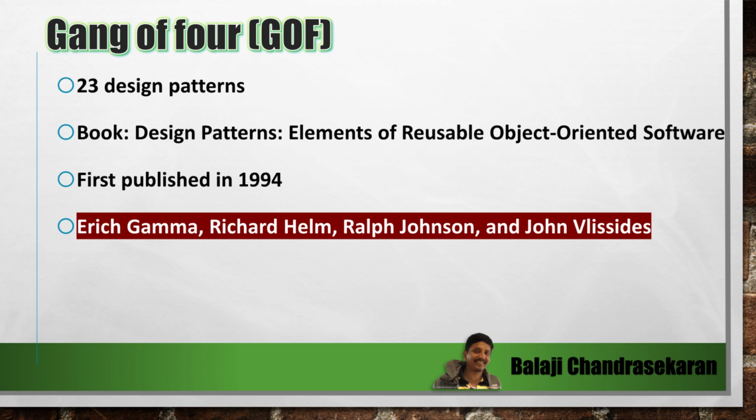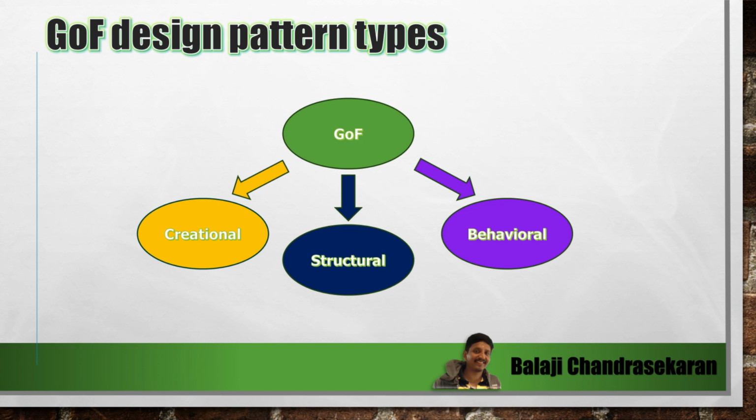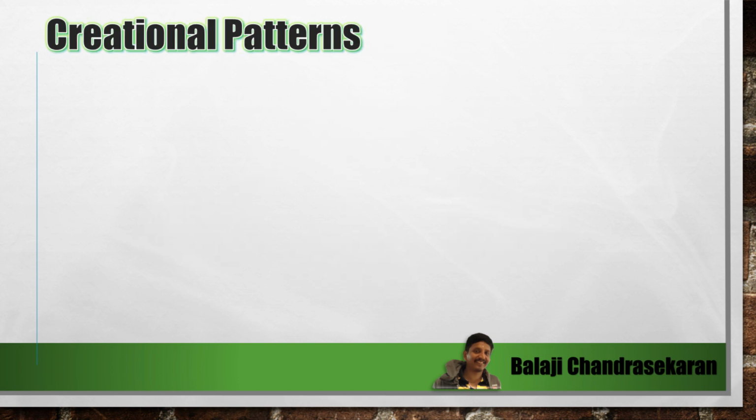The Gang of Four, GOF, design patterns are categorized into three main types: creational patterns, structural patterns, and behavioral patterns. These categories help in understanding the patterns based on their purposes and uses. Creational patterns focus on the mechanisms of object creation. They aim to abstract the instantiation process, making a system independent of how its objects are created, composed, and represented.